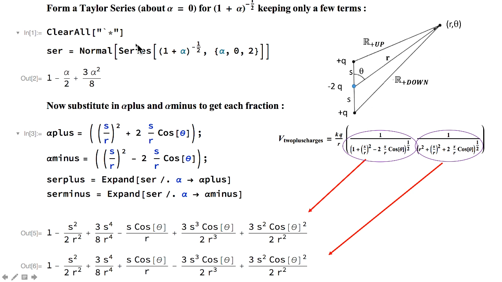Well, we do the same thing. We form the series. This is the same series that I had before. We substitute in our alpha plus and alpha minus, and the only difference is they have s instead of d over 2. We form our positive series and our minus series. We put in our alpha plus and our alpha minus, and we end up with these series here. And just as before, this quantity here is represented by this series, and this quantity here is represented by this series. And realize we could keep going in the series to get higher orders of s over r.